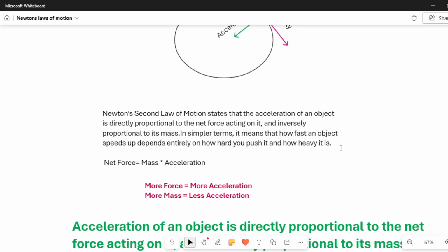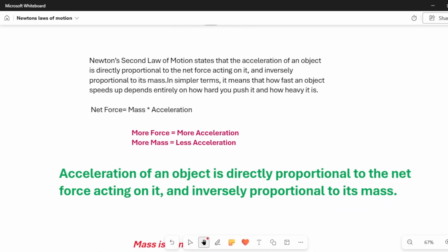We will see in detail what that means. So net force is equal to mass into acceleration. So based on the second law of motion, it states more force, more acceleration; more mass, less acceleration. So we will try to understand this statement given by Newton.